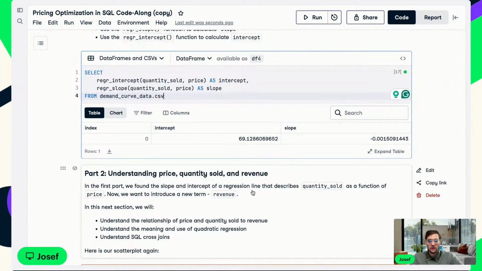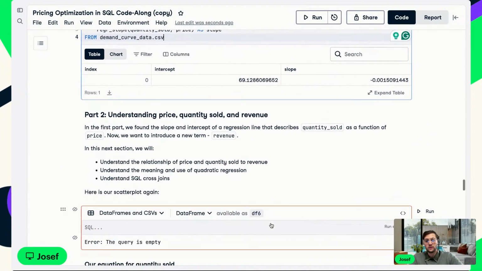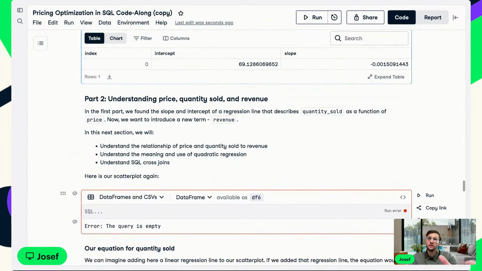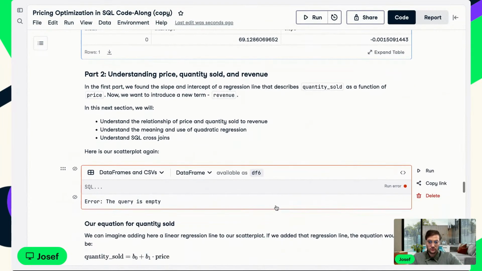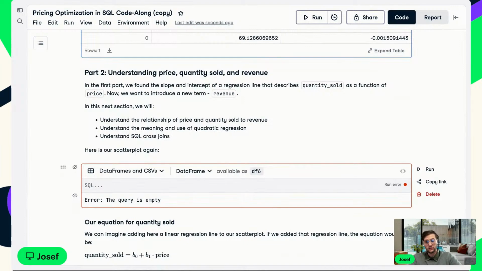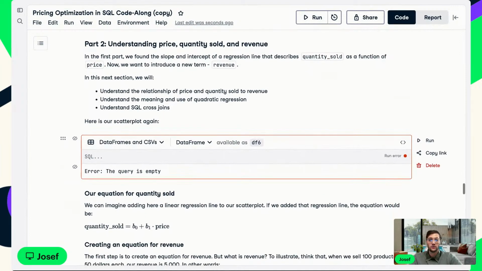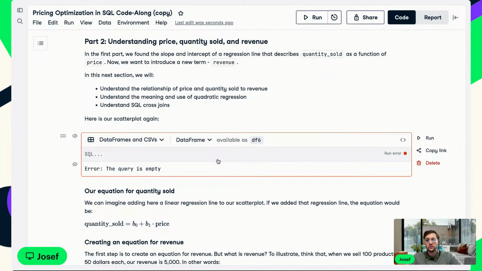Okay, so on to part 2, understanding price, quantity sold, and revenue. In the first part we found the intercept and the slope. We found the coefficients of our model. Now let's think about a new term, revenue. In this section, we're going to understand that whole relationship, and we're going to look at a quadratic regression technique, which is going to be very fun.